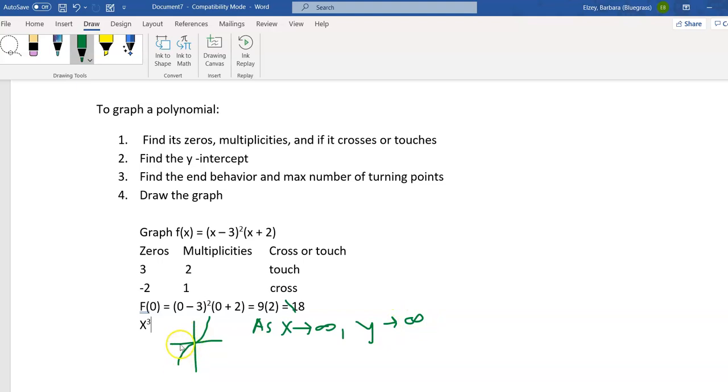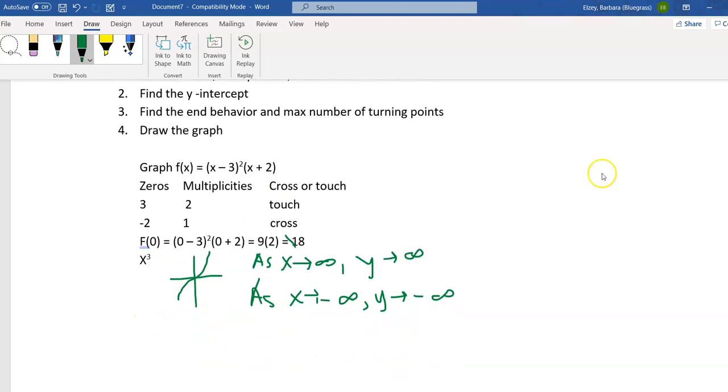On this side, on the left, we are down. So left is as x goes to -infinity. And down is y goes to -infinity. So there's our end behavior. Okay, maximum number of turning points is going to be 1 less than our degree of our leading term, so 2 turning points. And now we'll graph this thing.